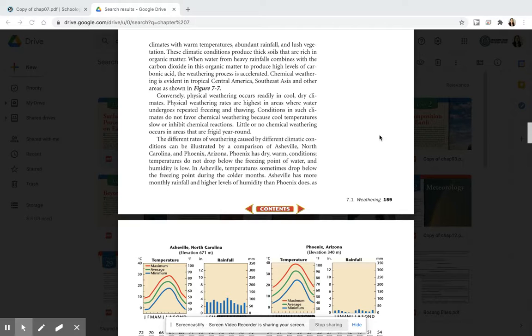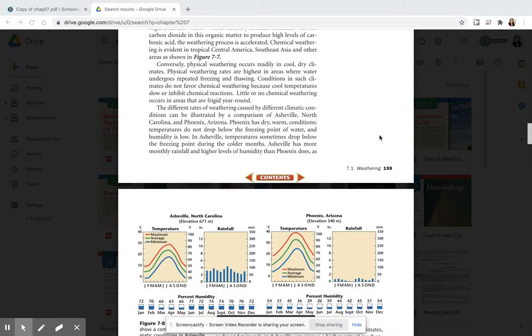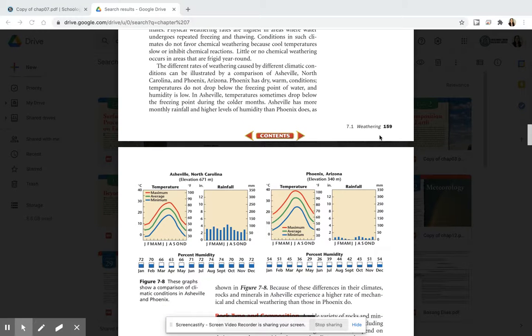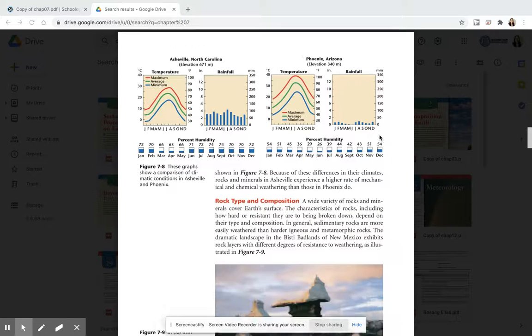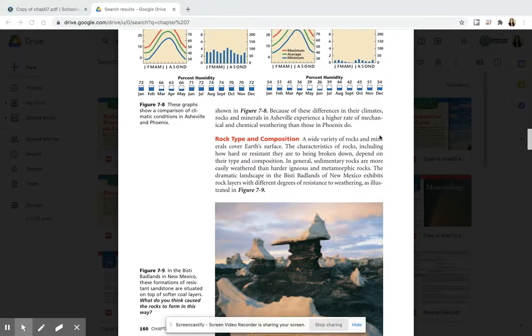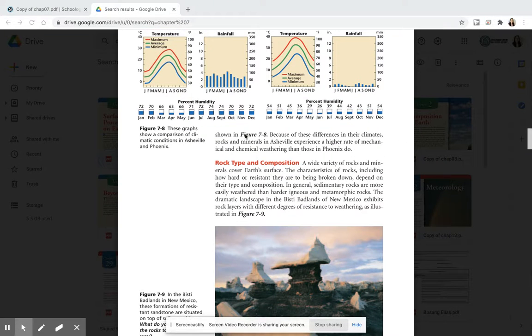The different rates of weathering caused by different climate conditions can be illustrated by a comparison of Asheville, North Carolina, and Phoenix, Arizona. Phoenix has dry, warm conditions. Temperatures do not drop below the freezing point of water, and humidity is low. In Asheville, temperatures sometimes drop below the freezing point during the colder months. Asheville has more monthly rainfall and higher levels of humidity than Phoenix does. As shown in Figure 7.8, because of these differences in their climates, rocks and minerals in Asheville experience a higher rate of mechanical and chemical weathering than those in Phoenix do.